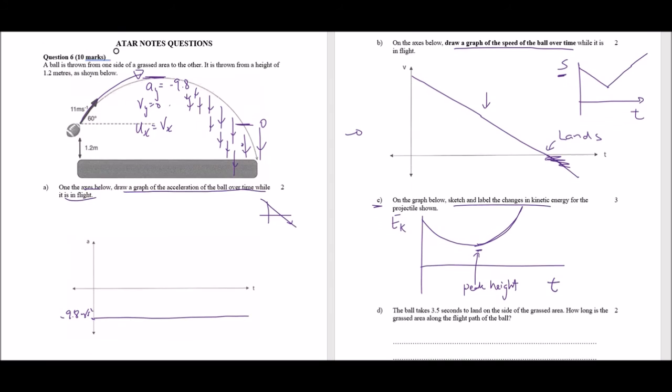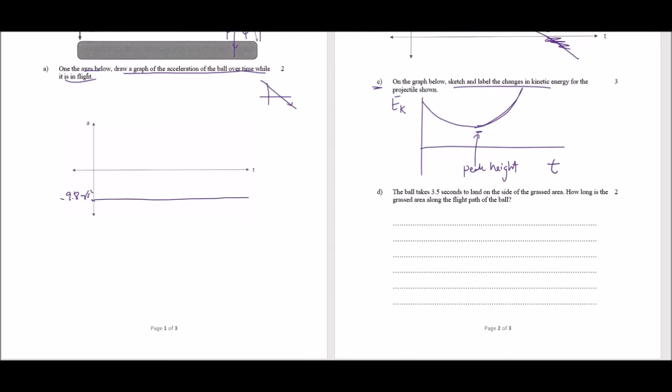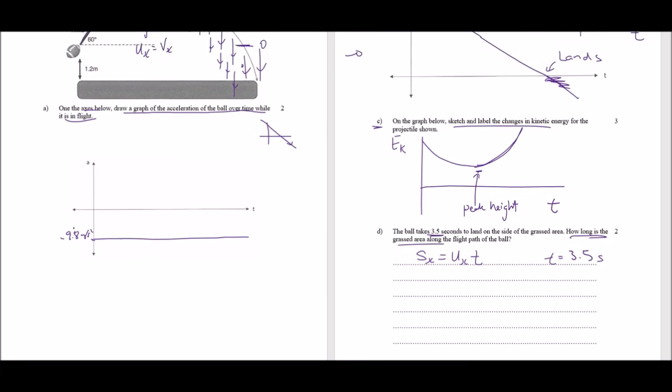The next thing we can look at is the ball here. So the ball takes 3.5 seconds to land on a grass area. How long is the grass area? This one is a very straightforward one. You just use Sx equals Ux times t. I've already got a value for t. That's 3.5 seconds. And all I have to do is work out what Ux is.